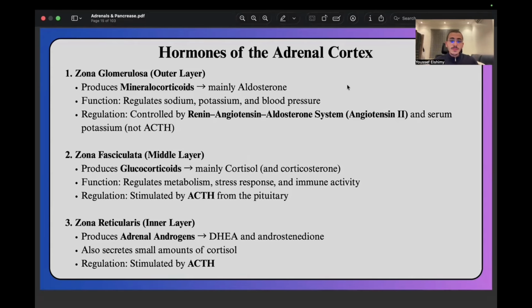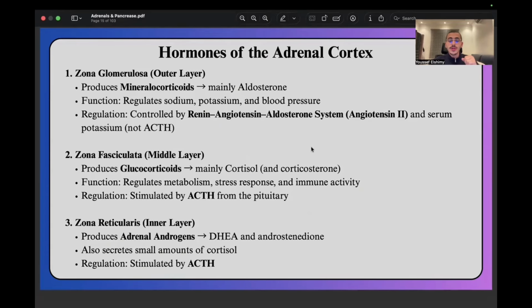All right. Moving on to the middle layer, which is the zona fasciculata. We mentioned salt, then sugar. So it produces glucocorticoids, mainly cortisol and corticosterone. What's the function of glucocorticoids? It regulates metabolism as well as stress response and immune activity. And how is it regulated? Basically, ACTH from the pituitary stimulates the zona fasciculata to produce glucocorticoids. So ACTH is the main regulator.